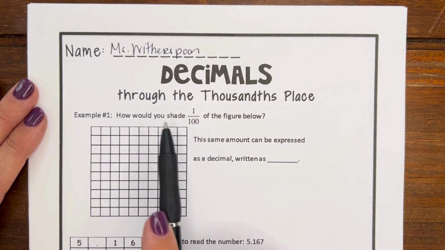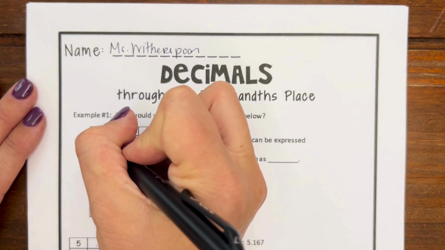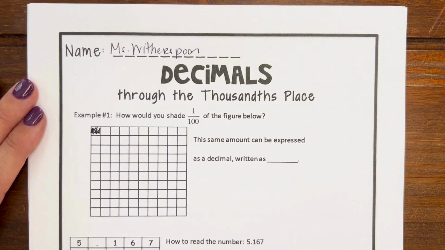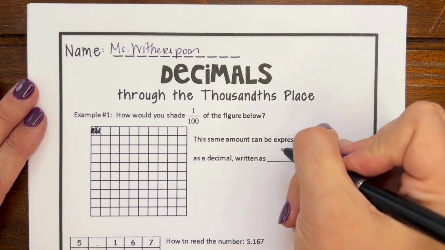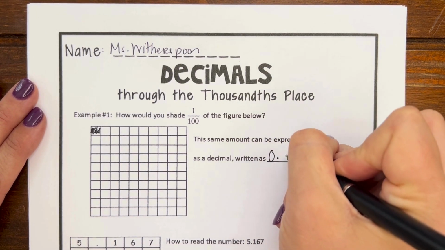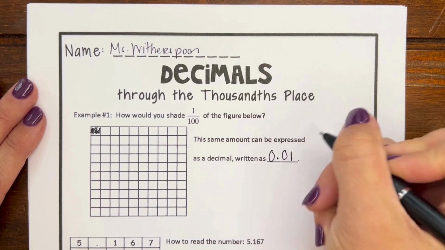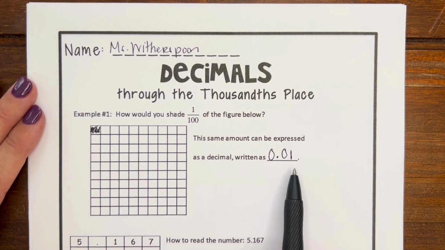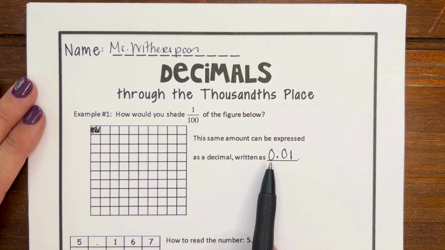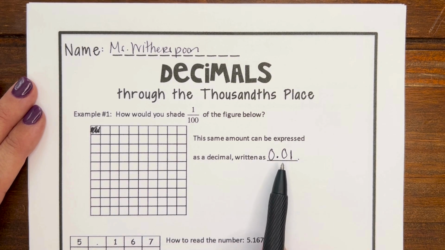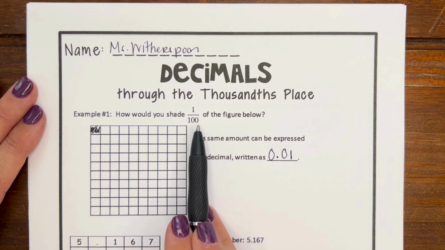Well, if we have 100 parts, we're simply going to shade in one teeny tiny piece. That same amount can be expressed as a decimal, written as 0.01, 1/100th. And what this means is 0 ones, 0 tenths, all we have is one teeny tiny piece in the hundredths place. 0.01 is expressed the same as 1/100th, the fraction.